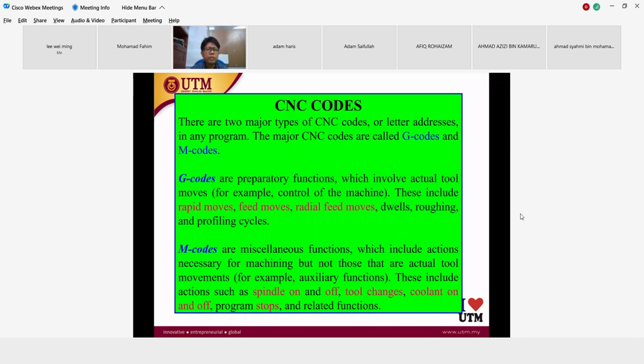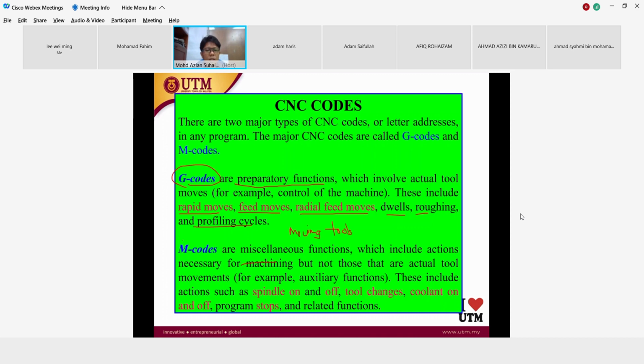Okay, so CNC code. What is meant by G codes and M codes? G codes are known as a preparatory function, which involves the actual movement of the cutting tool. For example, rapid move, feed move, radial move, dwell, roughing, profiling. So for all the functions of moving the cutting tool, we use G code.